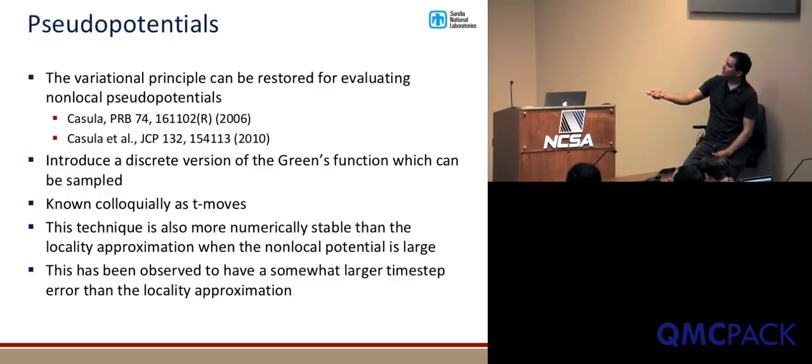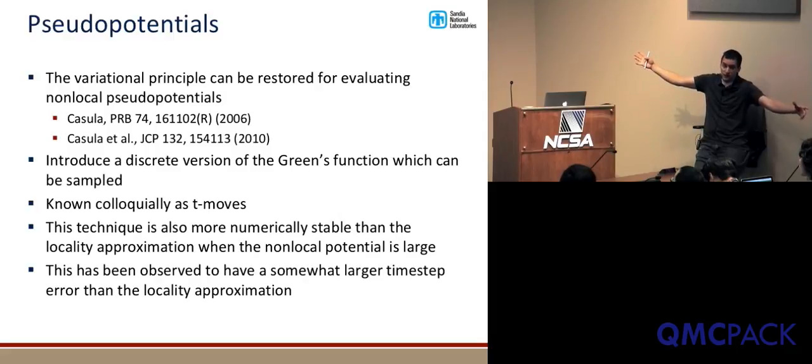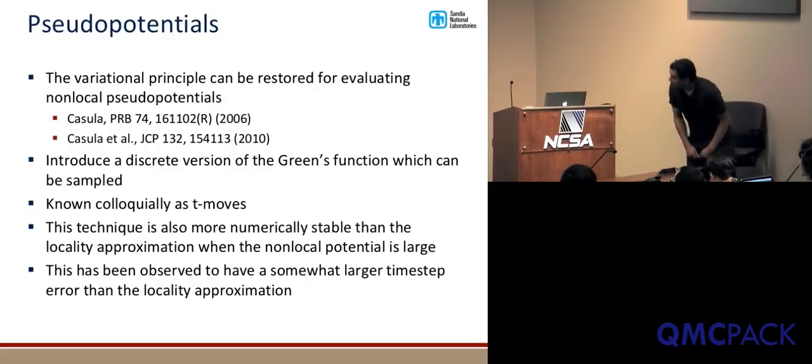Now, two caveats. It's been observed to have a somewhat larger time step error than the locality approximation. It depends on your system, but if you're using T-moves, you want to be very careful that you're looking at the extrapolation to time step equals 0. And the other thing is, in this second paper, the authors noticed that it's not necessarily size consistent. And right now, we've just got the first one implemented in QMCPACK. So you have to be very careful about going to very large systems and using T-moves.